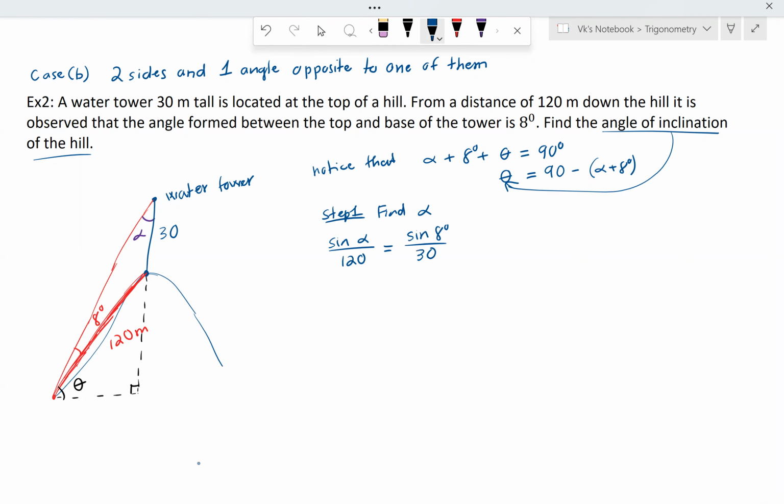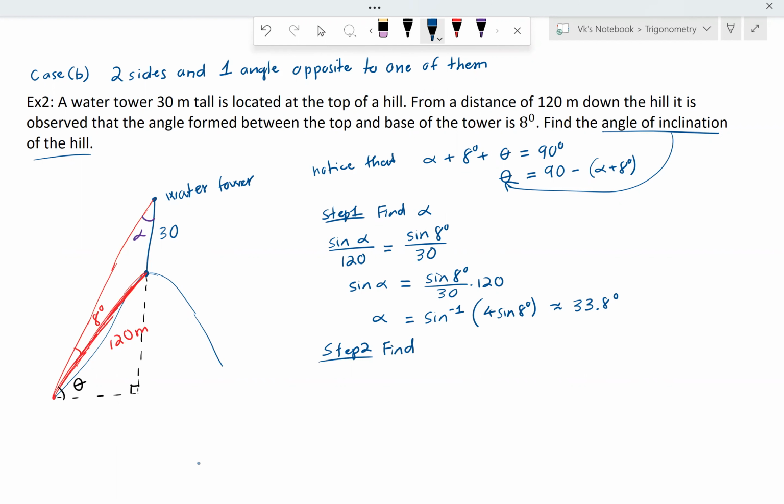Oh, from here we see that sine of alpha is sine 8 degrees over 30 times 120. So alpha is arc sine of 120 divided by 30, that is 4, times sine 8 degrees. And that is approximately 33.8 degrees. Here comes step 2.